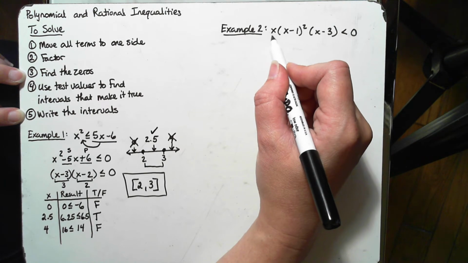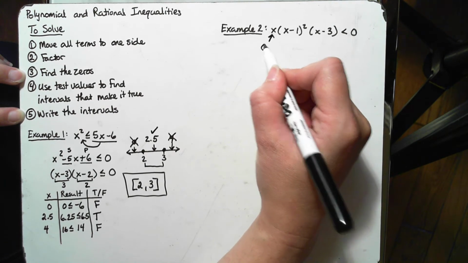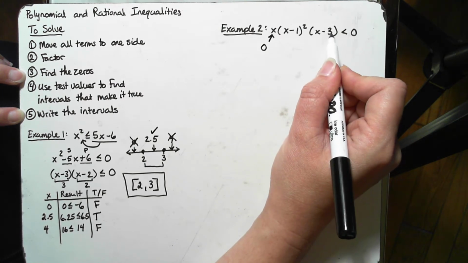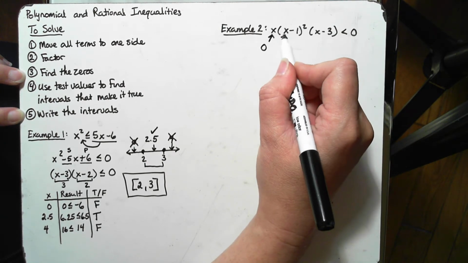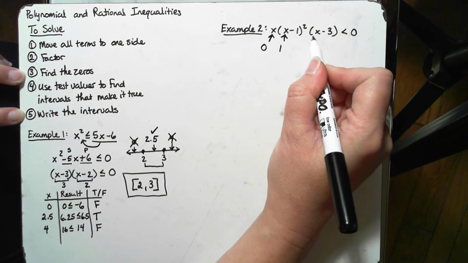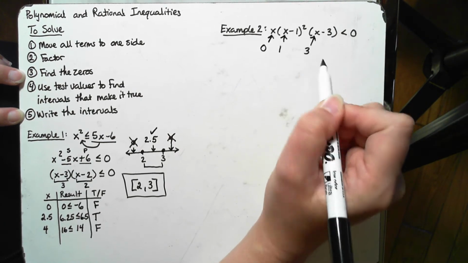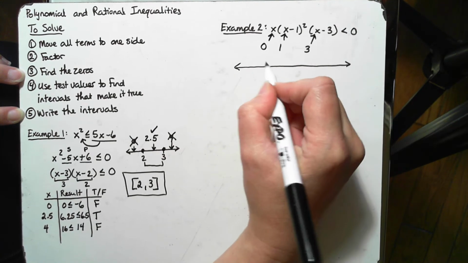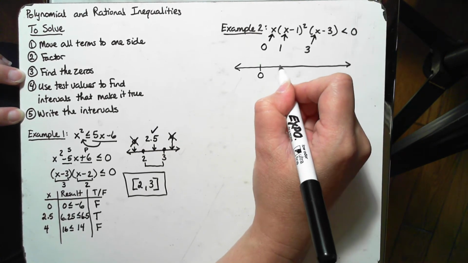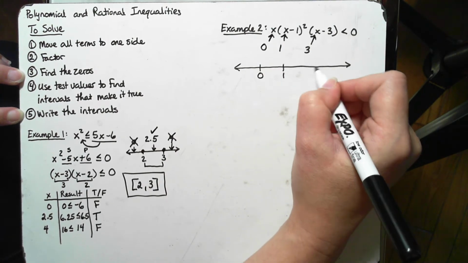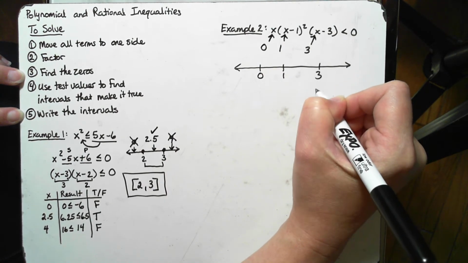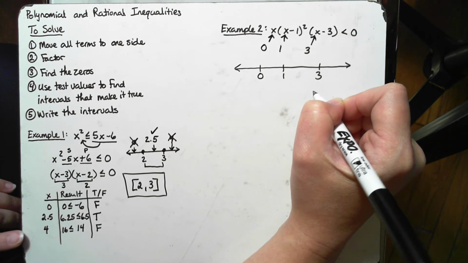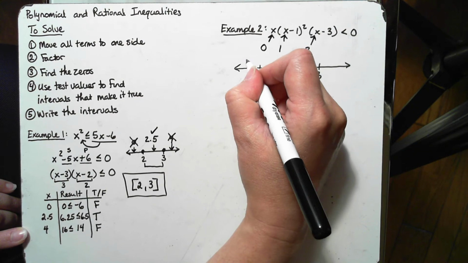I have to find the zeros. The 0 here is going to be 0 because if this was 0, 0 times all of this would get you 0. This 0 is 1, and this 0 happens to be 3. So on my number line, I'm going to check out numbers that are less than 0, in between 0 and 1, and in between 1 and 3.